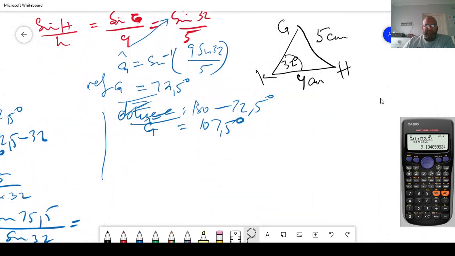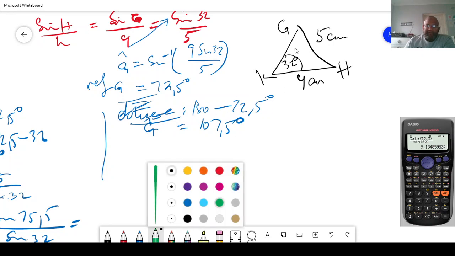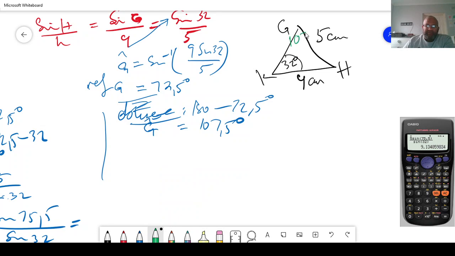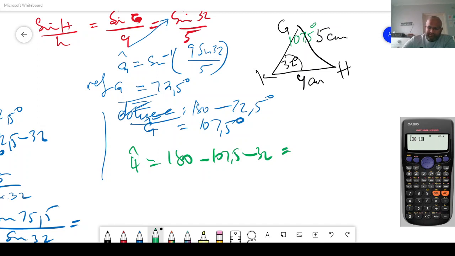Alright, so if the angle is obtuse, then angle G now goes to be 107.5. Of course, obtuse angle, this looks like an acute, okay? So angle H is simply going to be 180 minus 107.5 minus 32 degrees, which gives me 81 over 2, which is 40.5. This angle here, of course, is 40.5.